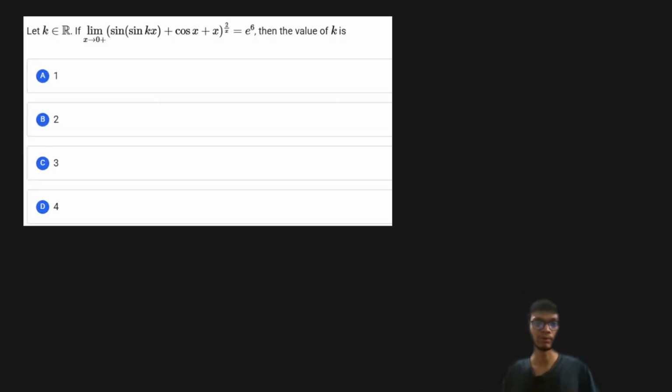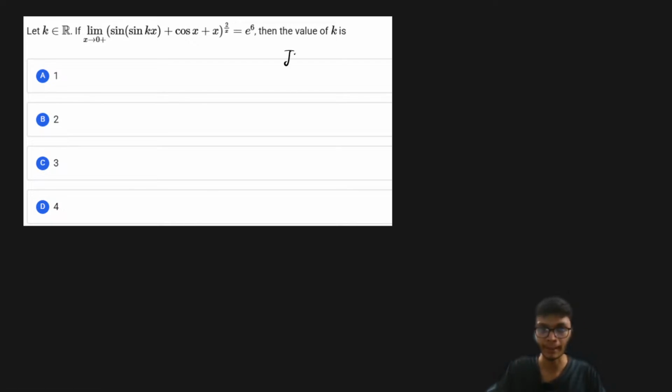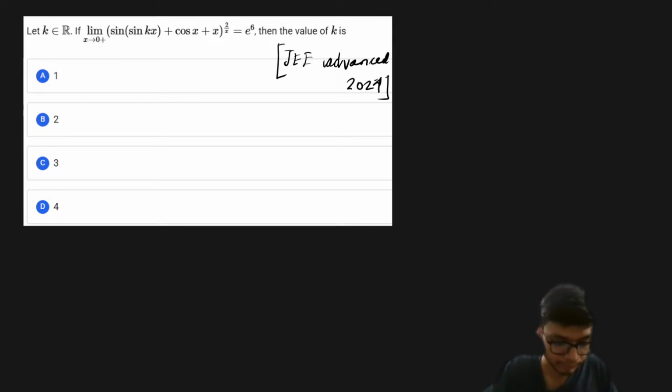So this is your first problem, right? Now I would request all of you to please have a look. This is a question which I have taken from the JEE Advanced 2024 paper. If you look at your JEE Advanced question paper, you'll find this question from the 2024 paper. All right, so let us try to understand how we are going to proceed with this question.